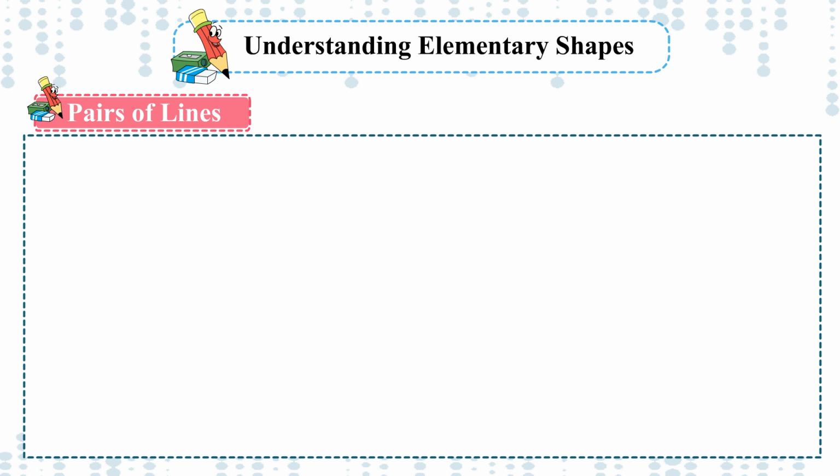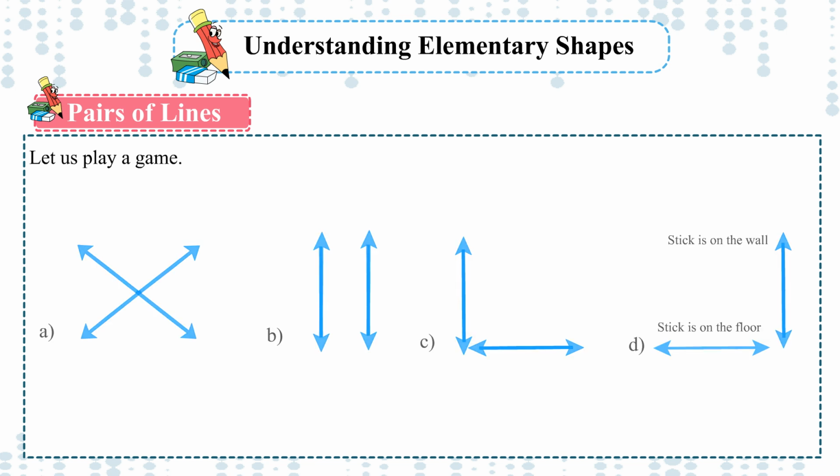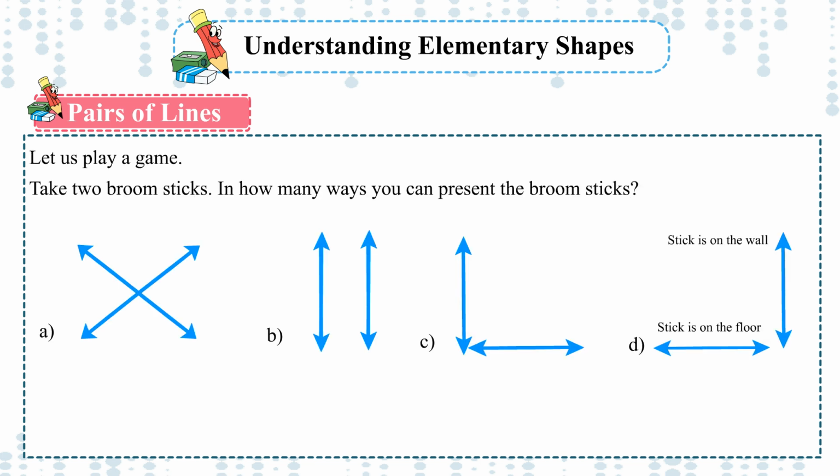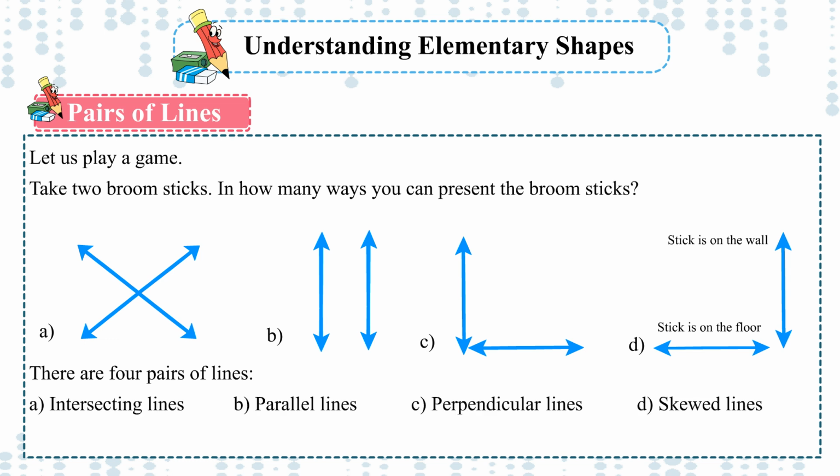Pairs of lines. Let us play a game. Take 2 broomsticks. In how many ways can you present the broomsticks? There are 4 pairs of lines. A. Intersecting lines. B. Parallel lines. C. Perpendicular lines. D. Skewed lines.